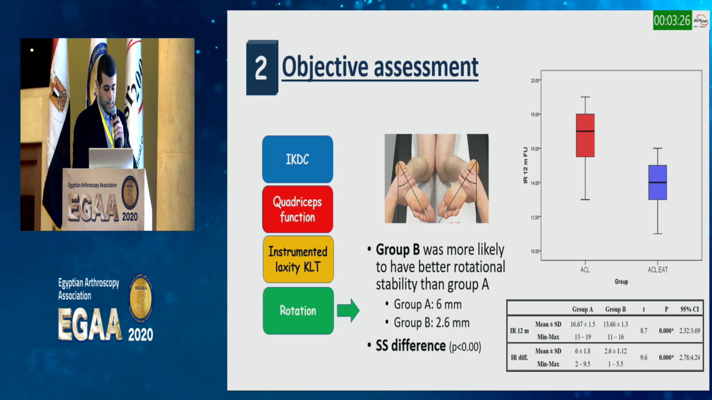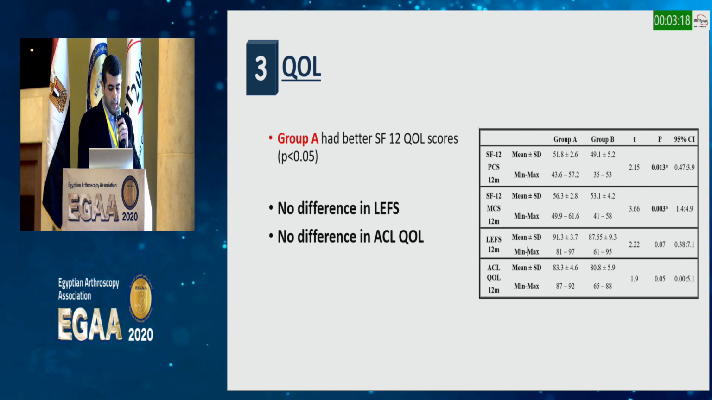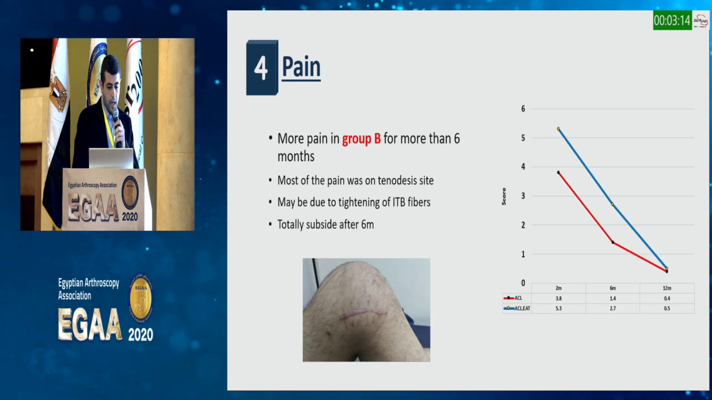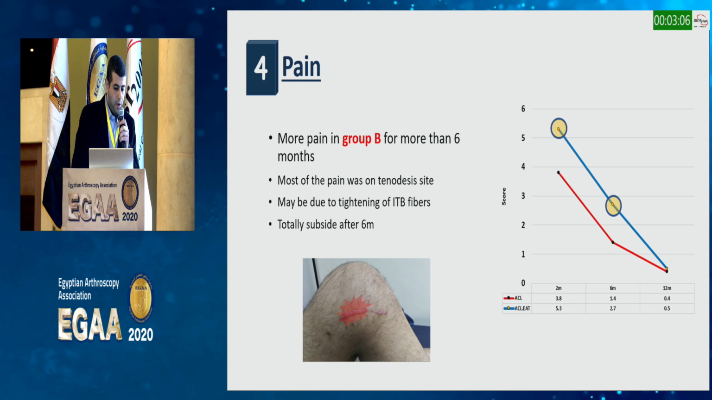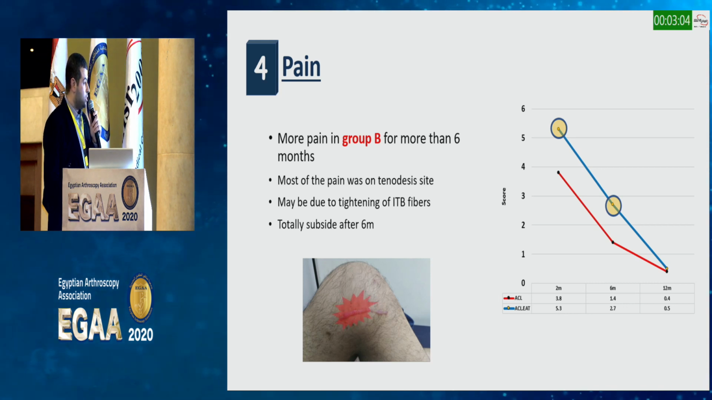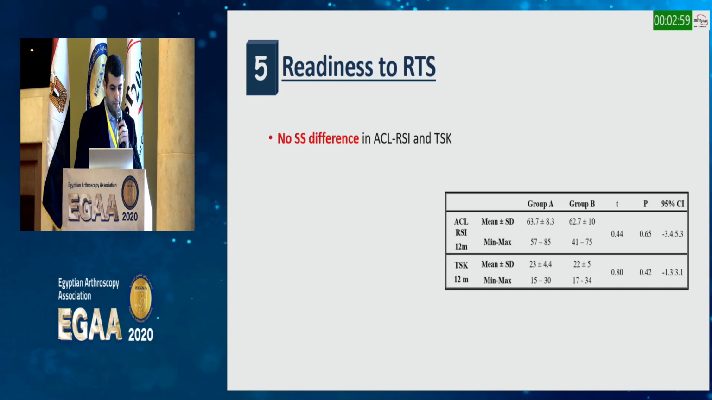and rotational laxity. Regarding quality of life, Group A has better quality of life than the extra-articular tenodesis group, but no difference in the limb-specific quality of life and ACL quality of life scores. The pain was found more in the extra-articular tenodesis group for 6 months. The pain was most common on the tenodesis side, maybe due to over-tightening of the iliotibial band to close the defect, and the pain totally subsided after 6 months.